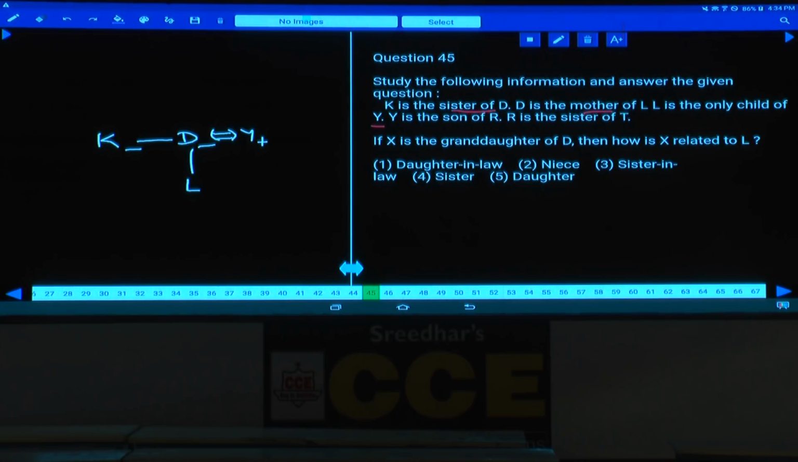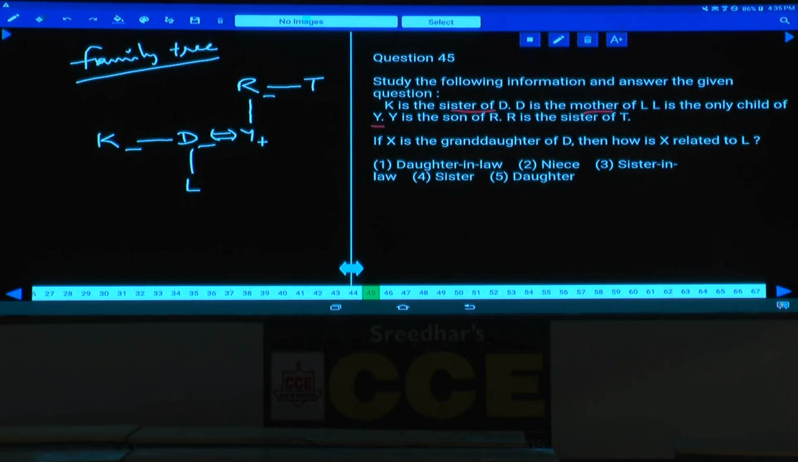Y is the son of R. Now this Y is the son of R. R is the sister of T. Now this is the information given. The same information can be represented in a family tree like this. This is what we call a family tree.